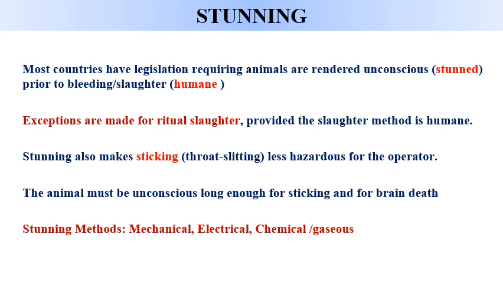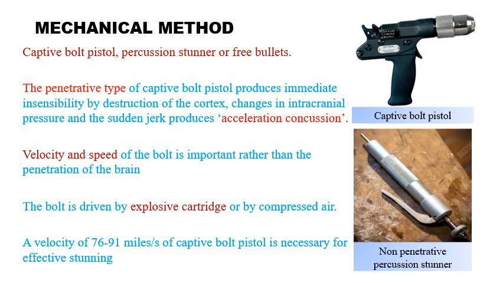Stunning also makes sticking, that is the cutting of the throat, less hazardous for the operator. Because the animal is unconscious, it is very easy to do the bleeding or sticking because the animal will not be able to give any resistance. So it is helpful for restraining the animal during slaughter. The animal must be unconscious long enough for sticking and for brain death. So whatever method of stunning is used, it should have sufficient duration for finishing the sticking and for brain death. The stunning is done by three methods.